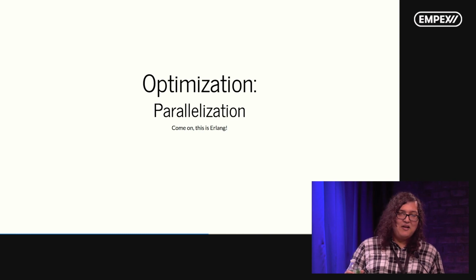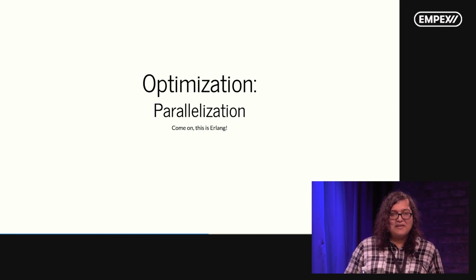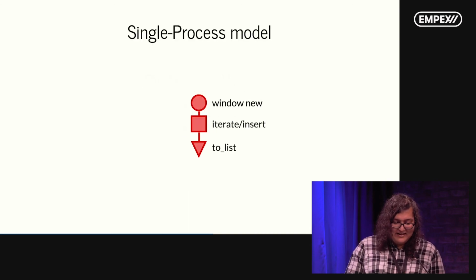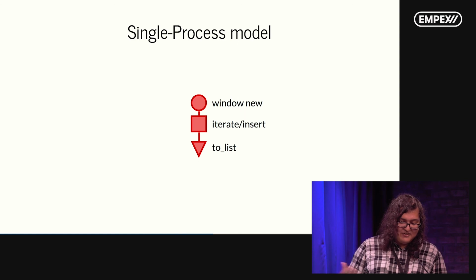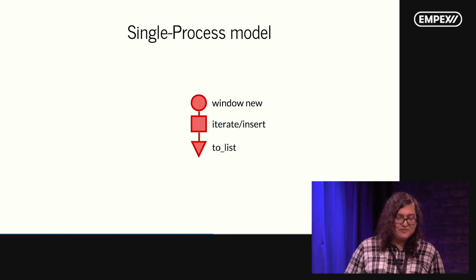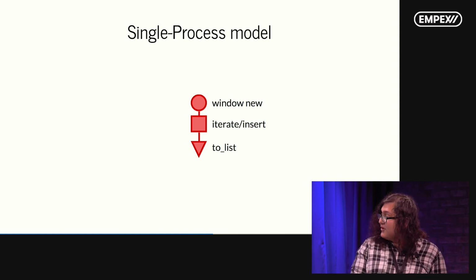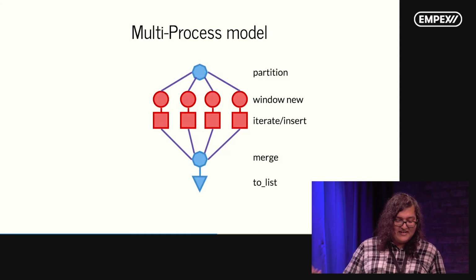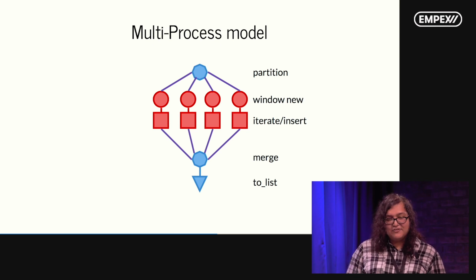So the most obvious approach to optimize next is by parallelizing the code. I mean, this is Erlang. It's what it's about. Right now, our code looks like this. We create the window, we insert into it, and then we convert it to a list. But we're going to move to a model where we parallelize and partition out the data, do the same code that we were doing before, and then merge it, and then convert it to a list.